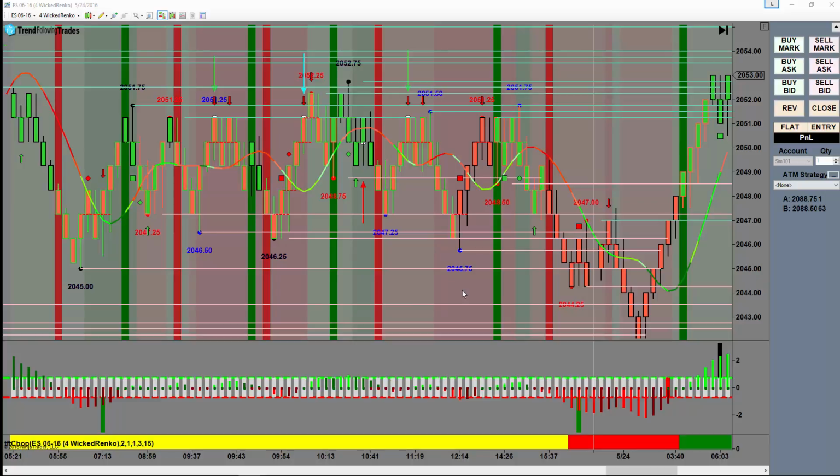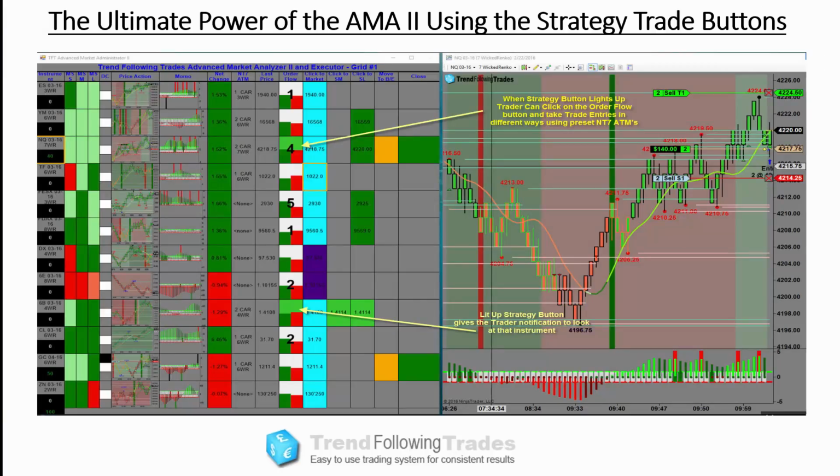So I do want to just bring this up real quick and talk about the strategy trade button real quick. This is what it looks like. I'm not going to try to do it anymore because we're at market close.